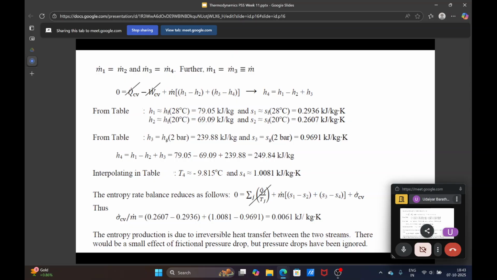And in the actual case there will be a pressure drop across the heat exchanger because of frictional pressure drops, because there will always be friction to the flow, and that will cause additional entropy generation. But in this case we assume that pressure drop to be 0.